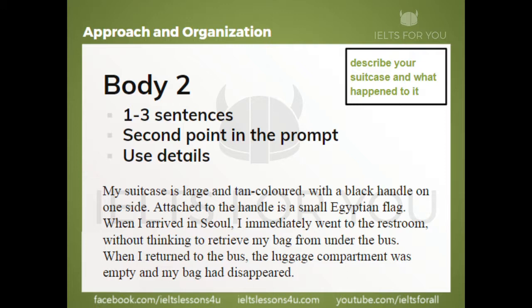Okay, so you see some adjectives in there, some descriptions of an object, and then the second 2 sentences we're using storytelling skills, past simple, using time expressions, and even a little bit of past perfect there at the end, had disappeared. Okay, so this is a chance for you to show some of the grammar that you are capable of, and some of the vocabulary as well.